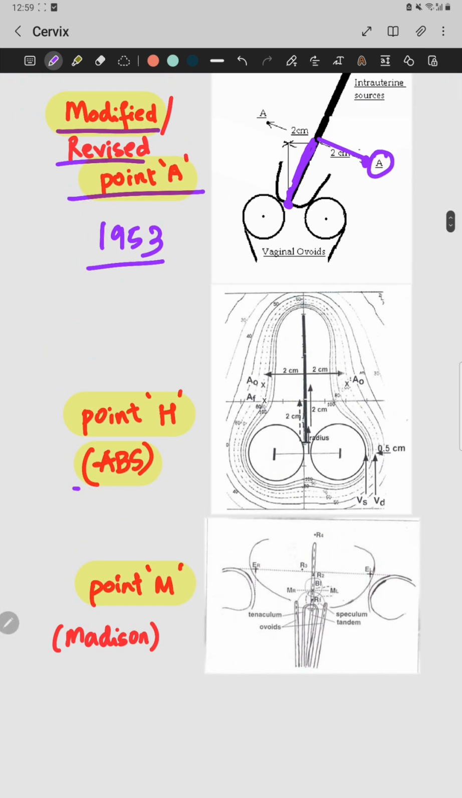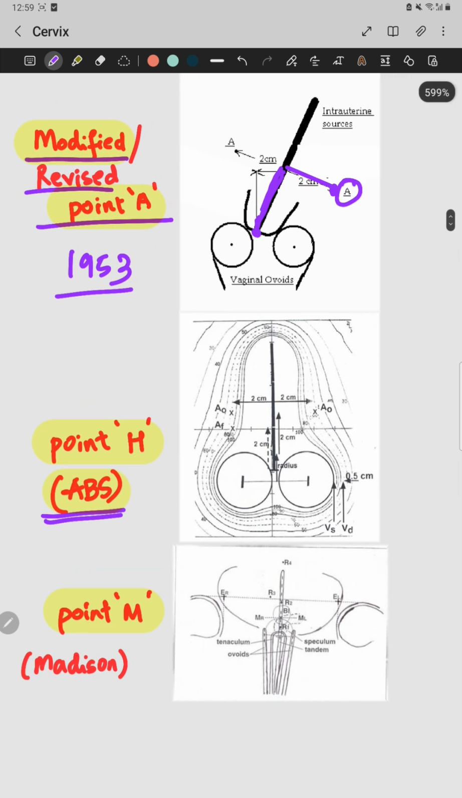Point H is according to the American Brachytherapy Society. So in this image you can see point A naught is the original point A, and AF is the modified point A. They have represented both A naught and AF here. I'll show that first over here. So this 1.2 centimeters above and 2 centimeters lateral to that is the original point and the modified point. Now I'll just straightly come to the point H.